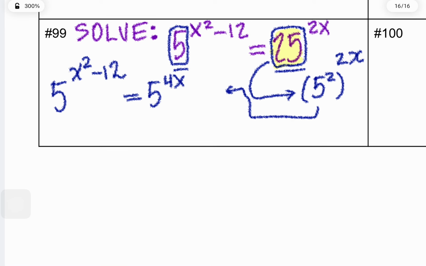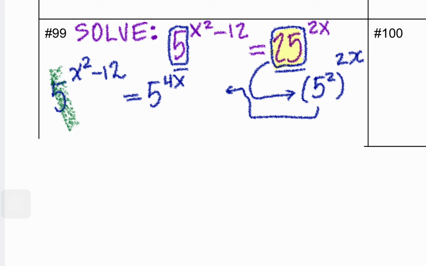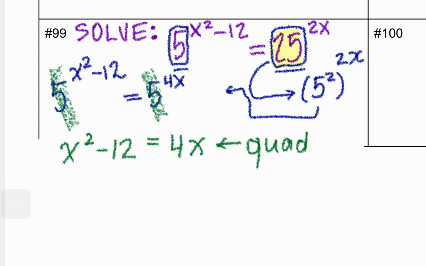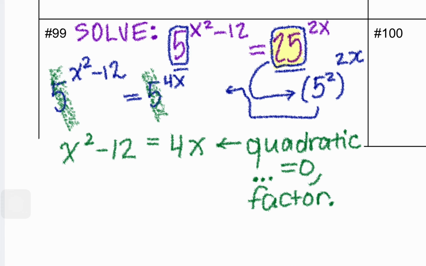From here, now that we have one-to-one all set up, ready to go, I can set each side's power equal to the power because I can ignore the base on both sides. We could just set the exponents equal to each other. That means I have x squared minus 12 equals 4x. This right here is a quadratic equation. Any polynomial equation that's bigger than linear, what you want to do is get it equal to 0 and then try to solve by factoring with the zero product property. So that's what we're going to do now.